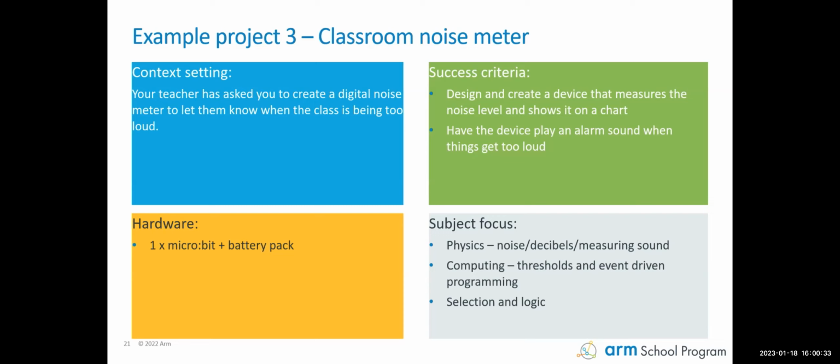And the success criteria then is relatively straightforward, but it requires a couple of different features of the microbit programming interface. They need to design and create a device that measures the noise level and shows it on a chart. So this is where the complexity comes in, because they may not have done charts before, and so you may need to do some prep for this and explain to them what a chart is, you know, x and y coordinates and bar charts and whatnot.